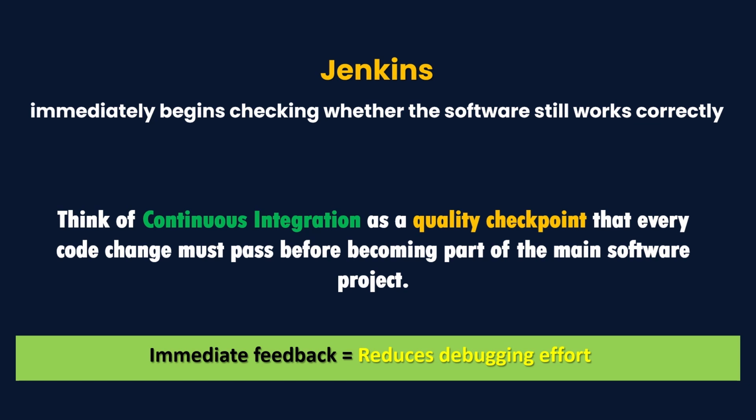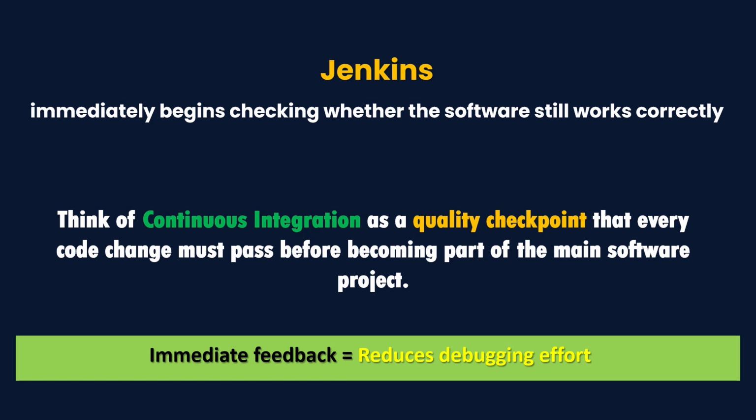This immediate feedback dramatically reduces the debugging effort. Developers fix problems while they still remember what they changed. That is the real power of continuous integration. Now that we understand the idea behind continuous integration, let's see exactly what happens from the moment a developer pushes the code until Jenkins finishes verifying it.